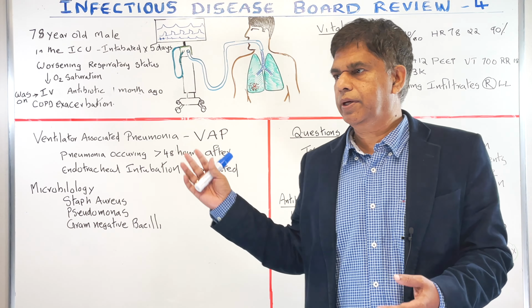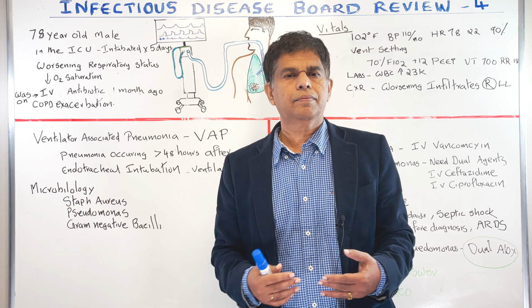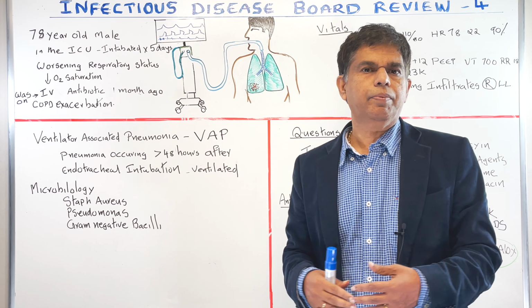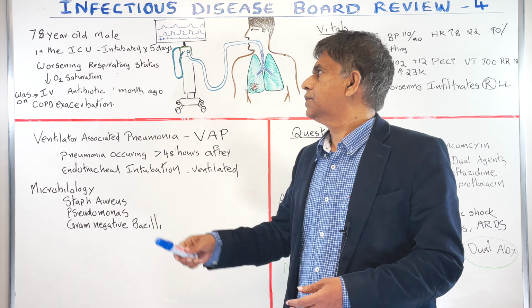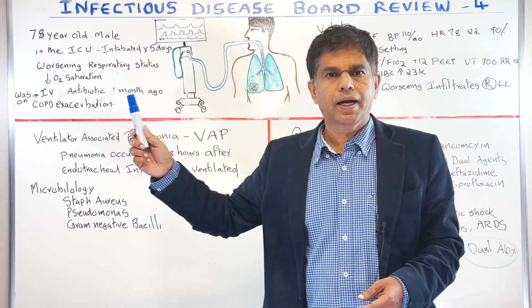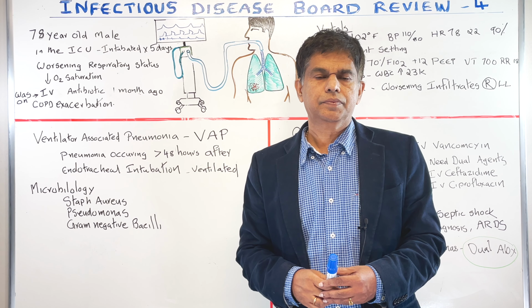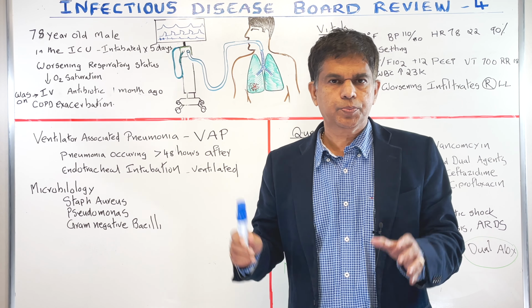So you have an intubated patient with pneumonia and decreasing oxygen saturation, so hypoxic respiratory failure. So what do we have? This person has a ventilator. So this person has ventilator-associated pneumonia. That's the diagnosis of this patient.